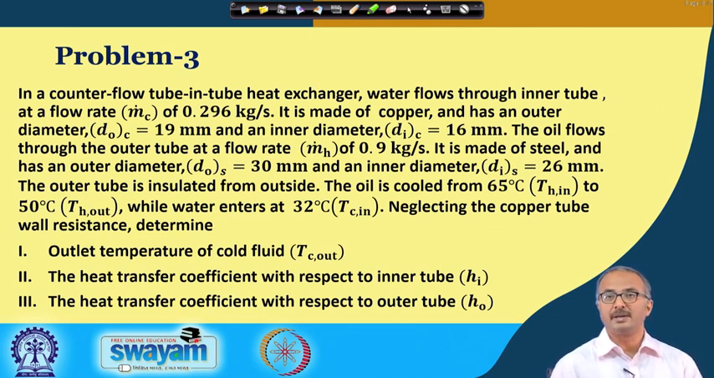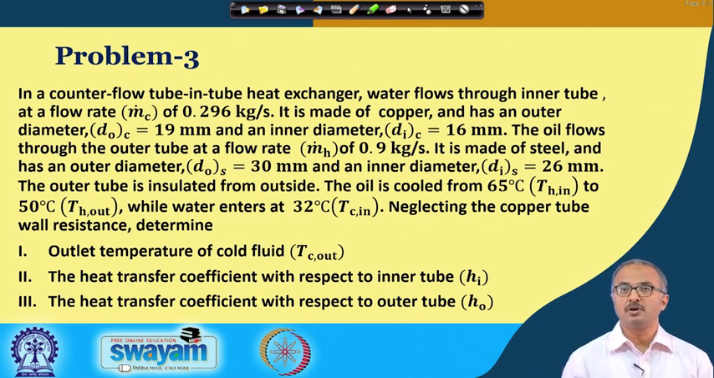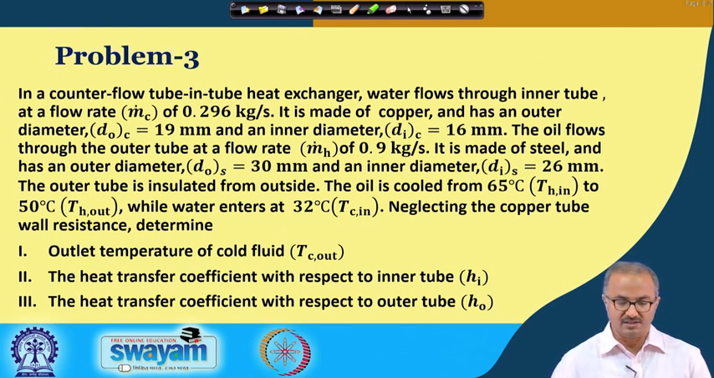So that is why you are making the inner tube from copper and not from steel. The outer tube is insulated from outside. So you can see the reason why we are using steel and not copper. And the oil is cooled from 65 degrees centigrade to 50 degrees centigrade.